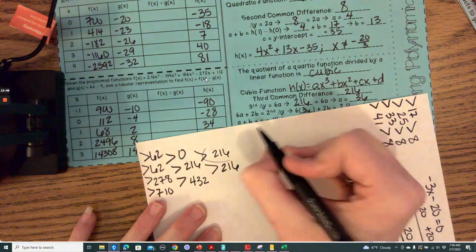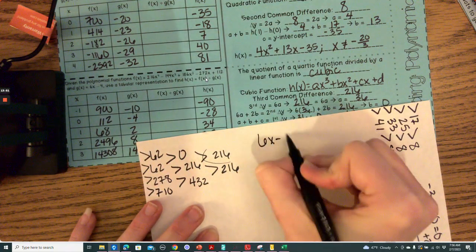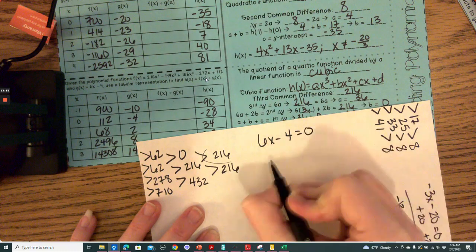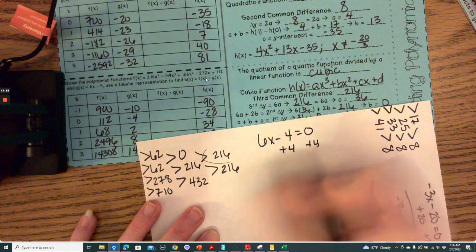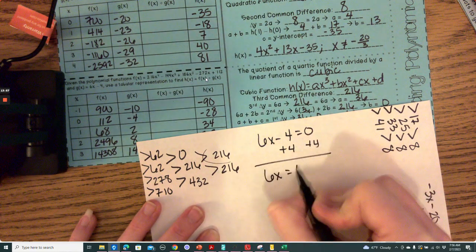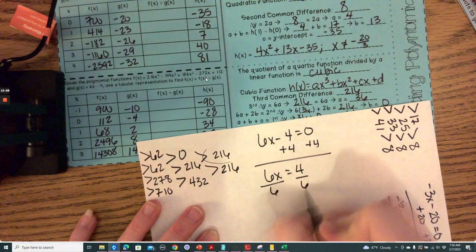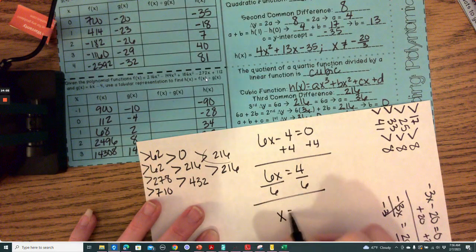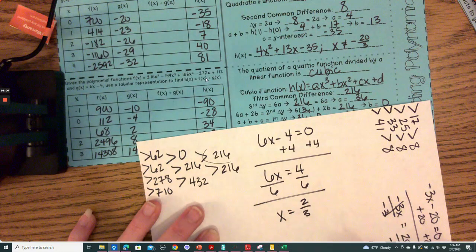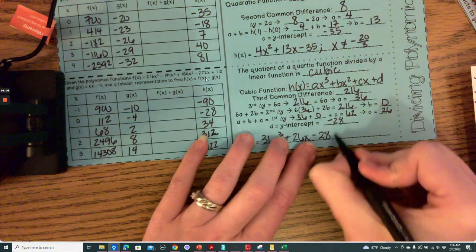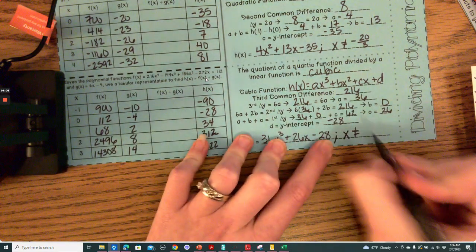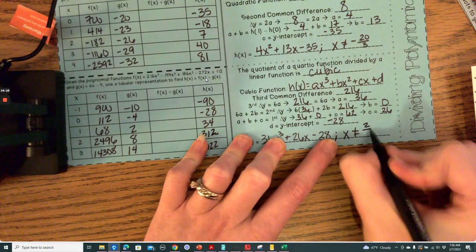We divided by 6x minus 4, so we need to find our zeros. So 6x equals 4. So x equals 2/3. That's our 0. So x cannot equal 2/3.